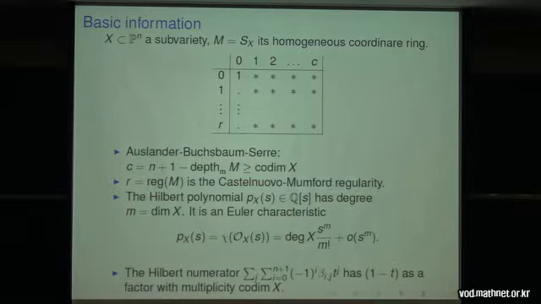Well, there's also a version where I can get the formula for the dimension or for the codimension. The Hilbert numerator is divisible by 1 minus t, which was the denominator or a factor of the denominator, with multiplicity precisely the codimension of X. So we can read off the dimension, or the codimension, from these Betti numbers.